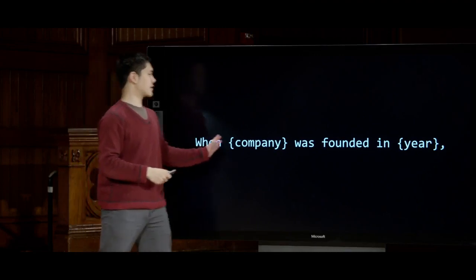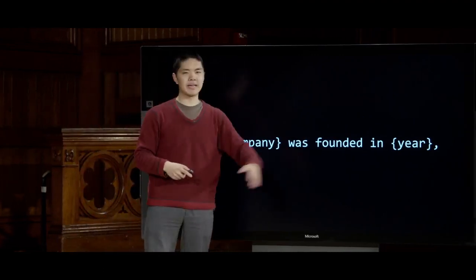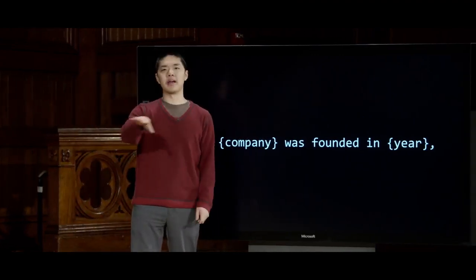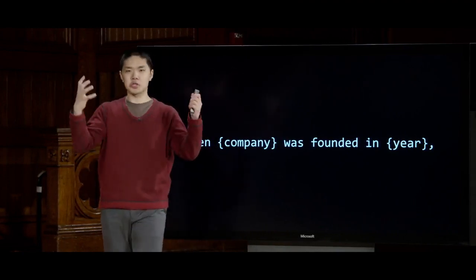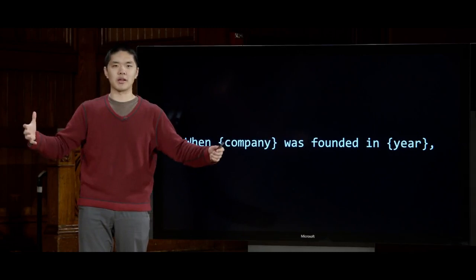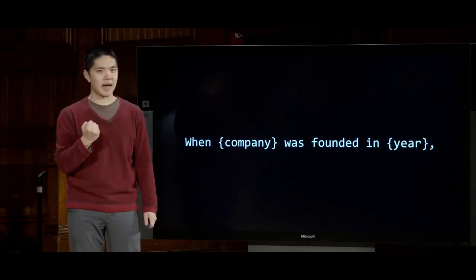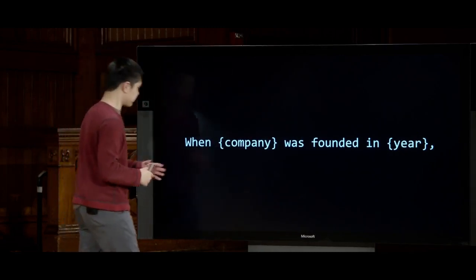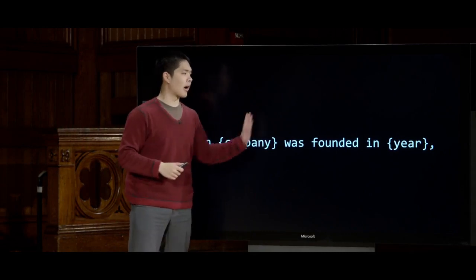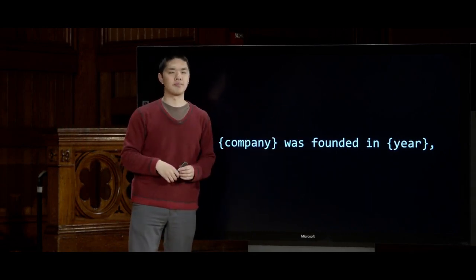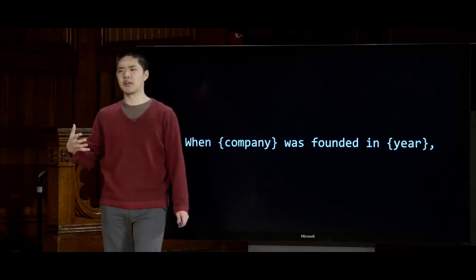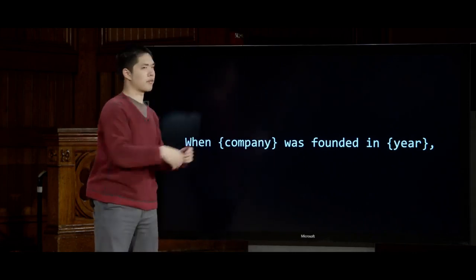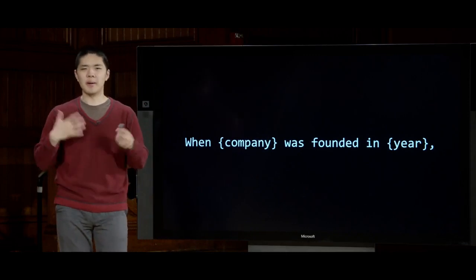Not only give it a template like when company blank was founded in blank, but give it like the book blank was written by blank, for example. Just give it some templates where it can search the web, search a whole big corpus of documents, looking for templates that match that. And if it finds that, then it's able to figure out, all right, here's the company and here's the year. But of course, that requires us to write these templates. It requires us to figure out what the structure of this information is likely going to look like. And it might be difficult to know.